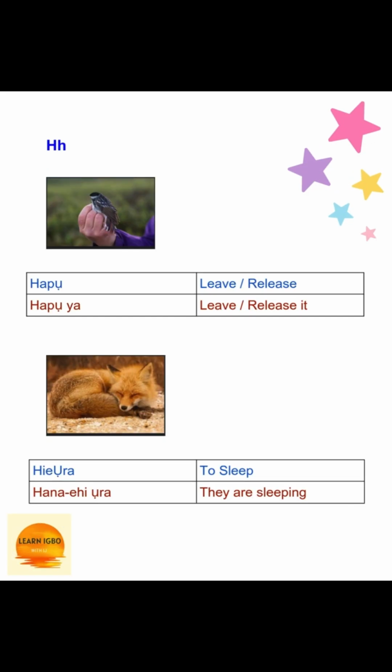All right, this is for the letter H. He. Example, hapụ, leave, hapụ, release. Hapụ ya, leave it. Hapụ ya, release it. Hapụ means two different things, you can use it in two different ways in Igbo. Hapụ, leave. Hapụ, release.